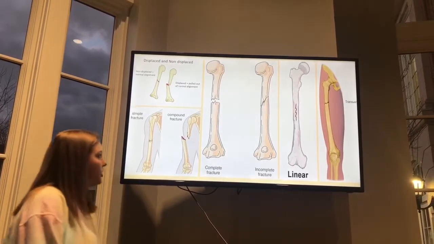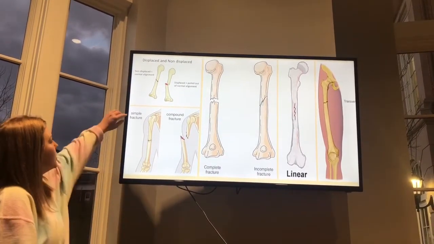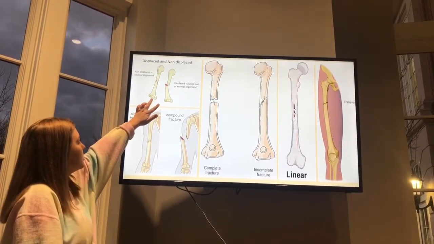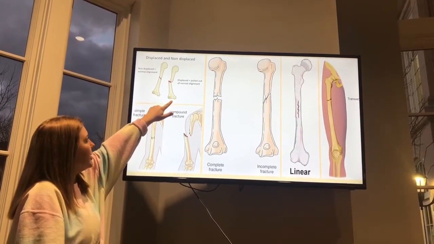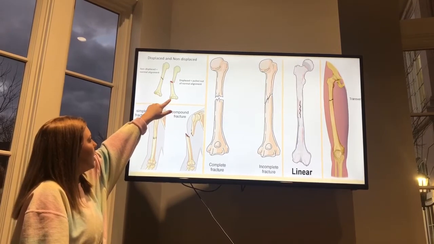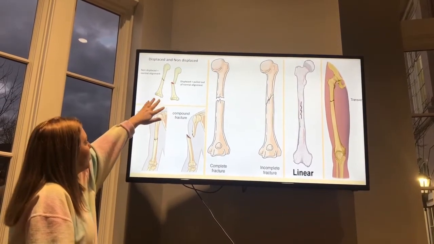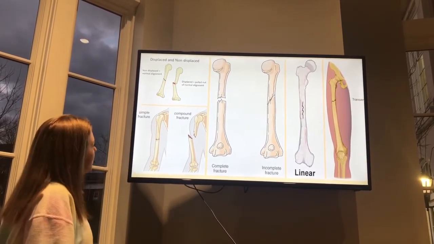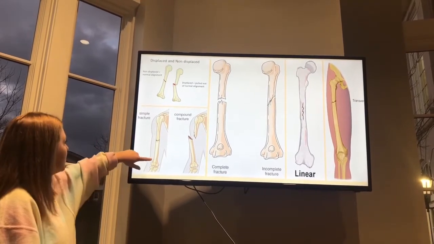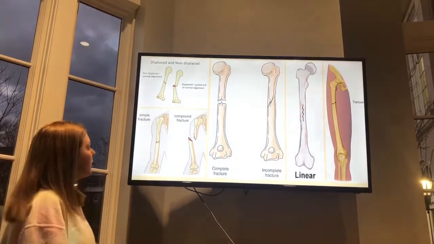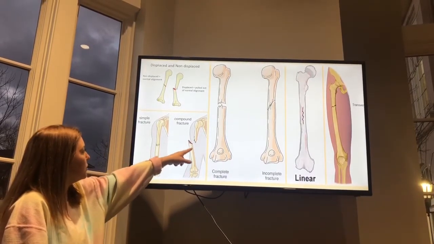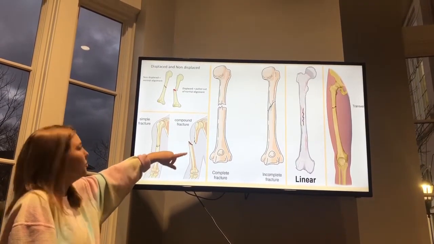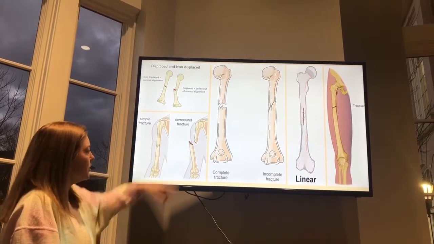Here are a few pictures on our slide. In the first picture, you can see non-displaced versus displaced fractures. In the displaced fracture on the right, it's clear that the bone is not in its normal alignment. Both are broken, but one is displaced and one is not. In the second picture down here, we have a simple fracture and a compound fracture. A compound fracture is where the bone goes through the skin, so there will be lots of bleeding and lots of extra complications with that.